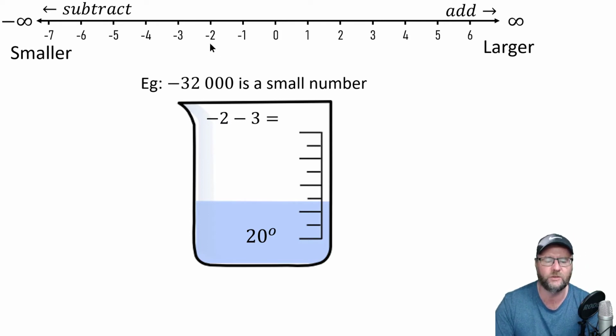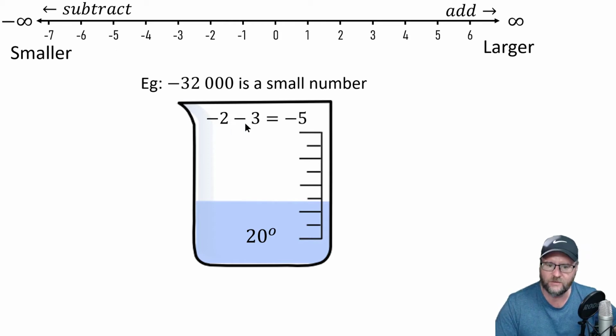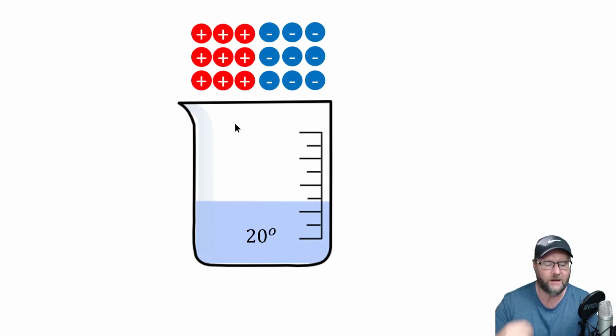So if I start at negative 2 and I move 3 places down to subtract, 1, 2, 3, I end up at negative 5. So starting at negative 2, take another 3, I end up at negative 5. We can visually show on the number line our subtraction. Now, I'm going to go through a little visual representation here to try and help get your head around some weird concepts around adding and subtracting negative numbers.